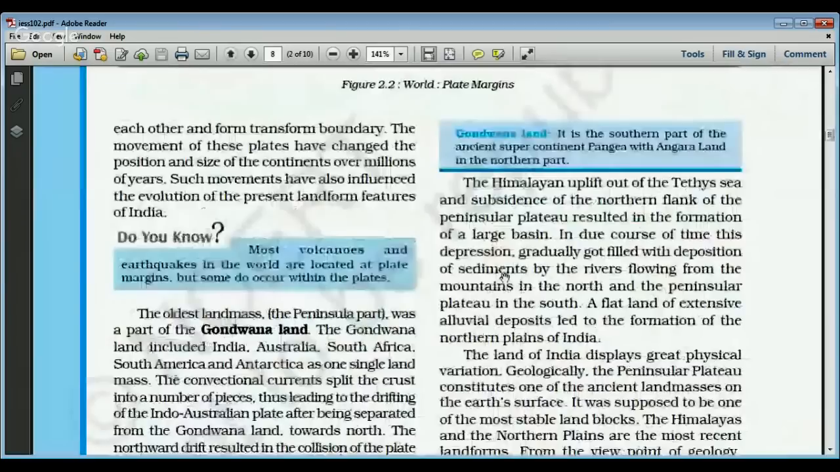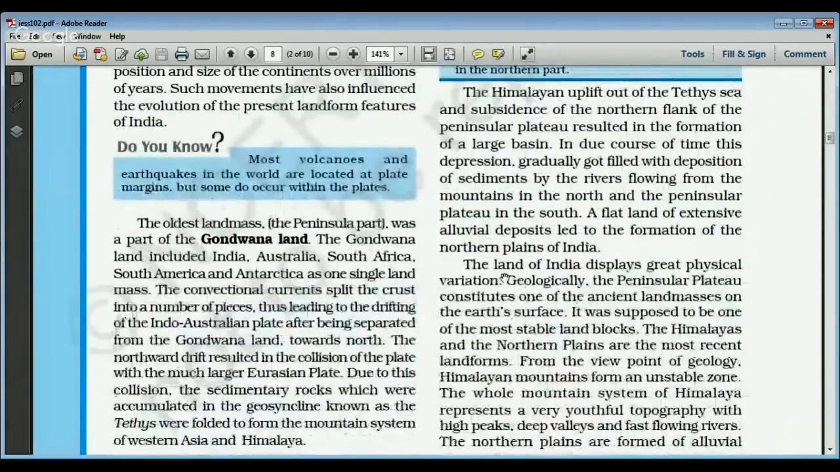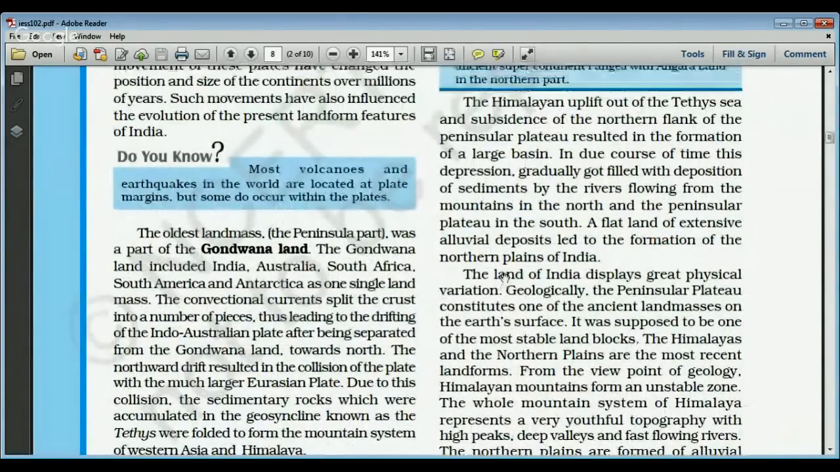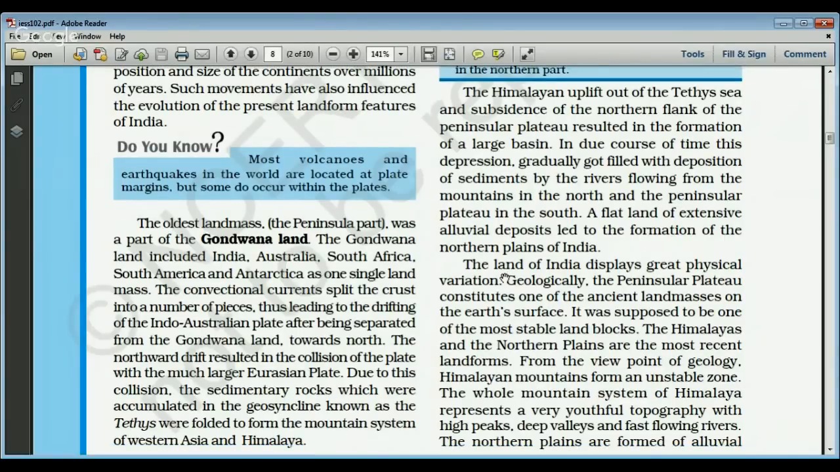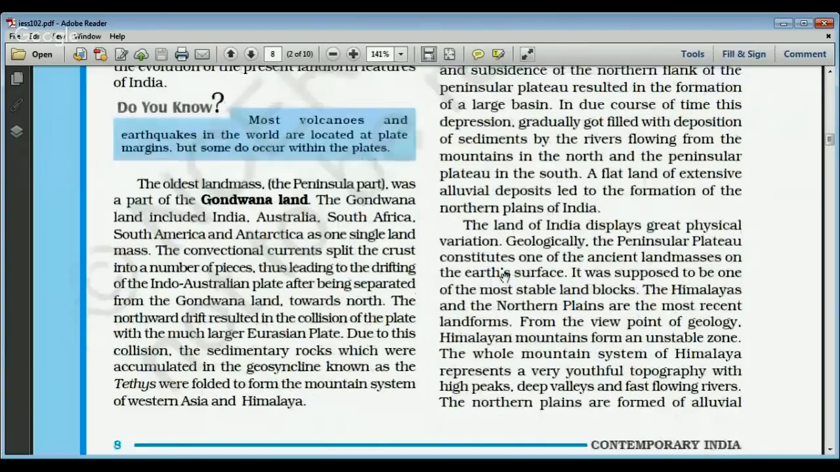Now, the oldest landmass is known as Gondwana land, and the peninsular part of India. Peninsula means a body which is surrounded on three sides by water, like the Indian triangle in the southern part. It is known as the peninsular part because it is surrounded on three sides by oceans: on the west by the Arabian Sea, on the east by the Bay of Bengal, and on the south by the Indian Ocean. So this is the oldest landmass, and it is part of Gondwana land.